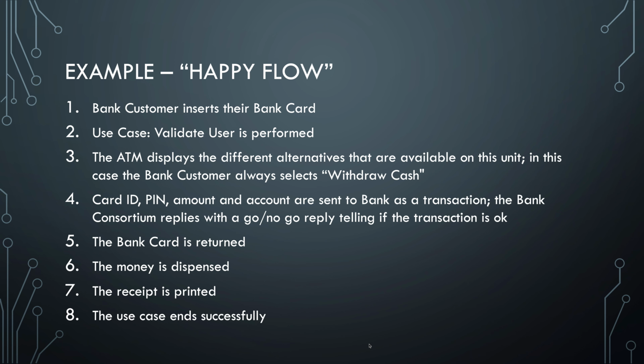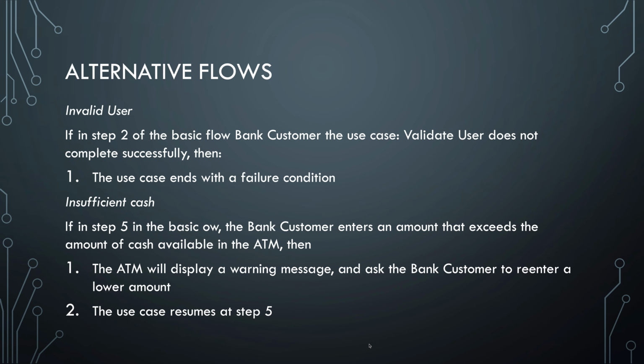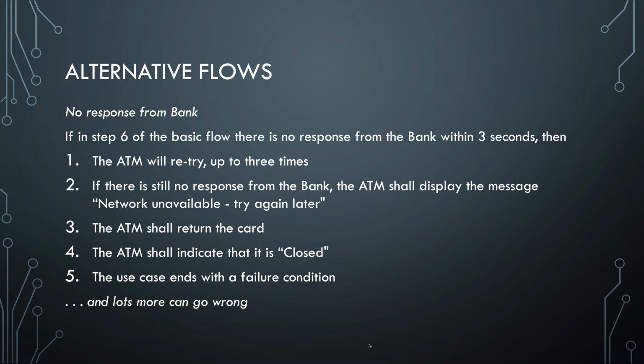Here's an example of the success scenario, or the happy flow. This describes in detail the steps that occur in the interaction when it is successful. Next to the success scenario, there are alternative flows. For example, perhaps the user's identity cannot be validated, or there is not enough cash in the ATM, or the bank system fails to respond due to a network error. Obviously, lots of other things can go wrong as well. In the fully dressed use case, you need to address all of these.